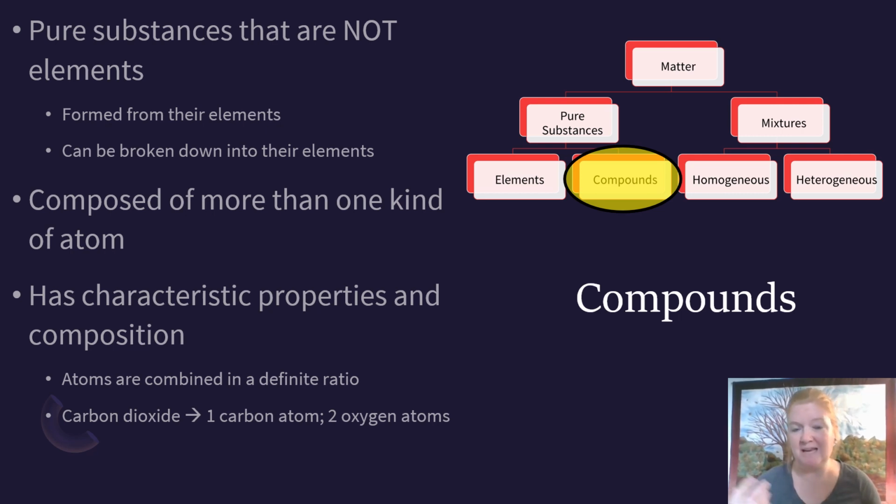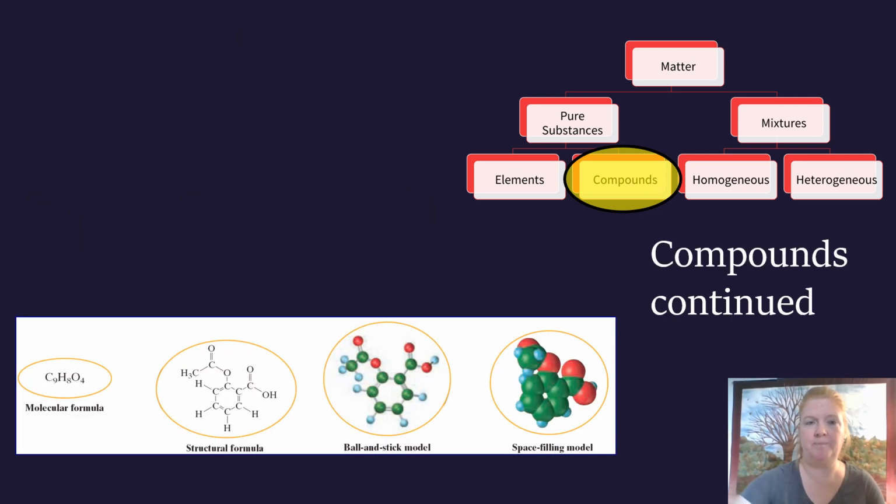So carbon dioxide is 1 carbon and 2 oxygen always. Carbon monoxide, a different compound, is 1 carbon and 1 oxygen. So whatever the compound is, its atoms are always combined in the same definite ratio.